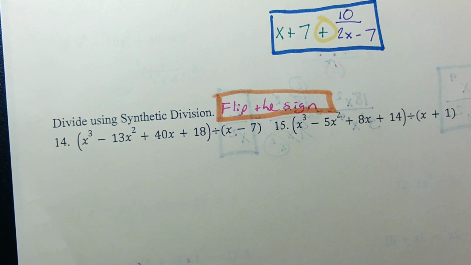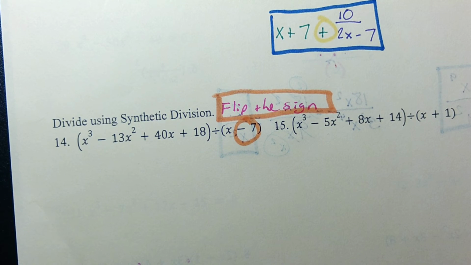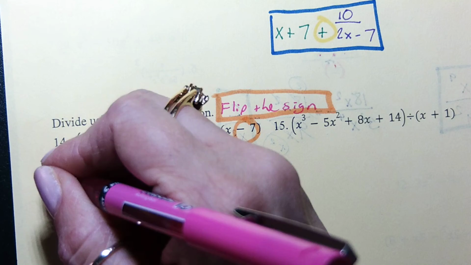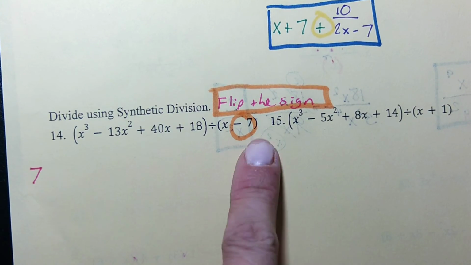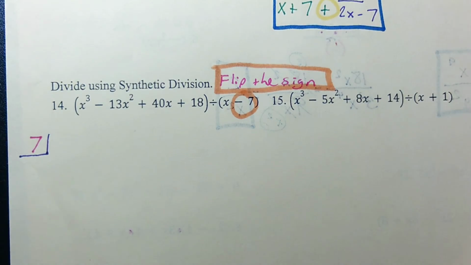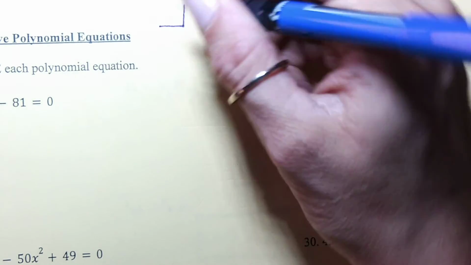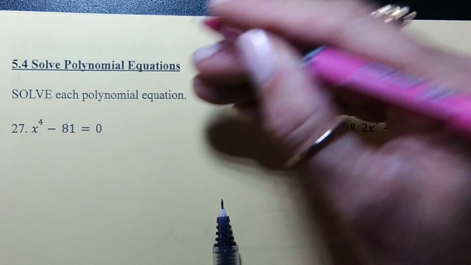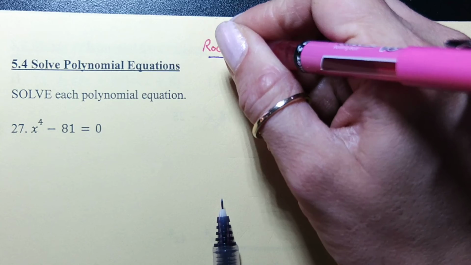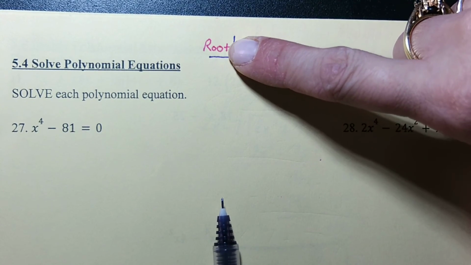When we put the number in the box, if I want to divide by x minus 7, we put 7 in the box as if 7 was the root of this. So 7 in the box. So on the back page, where it's solving, I would draw your little synthetic division box, and I would say root. The root goes directly in the box. So I'm not flipping the sign here.